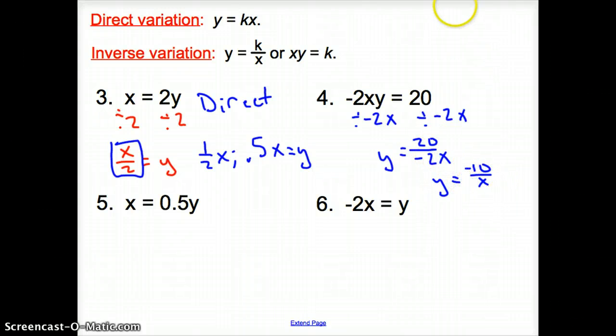Since x is on the bottom, ladies and gentlemen, what is this? Notice how x is on the bottom of the fraction, so it has to be an inverse variation because x is on the bottom.